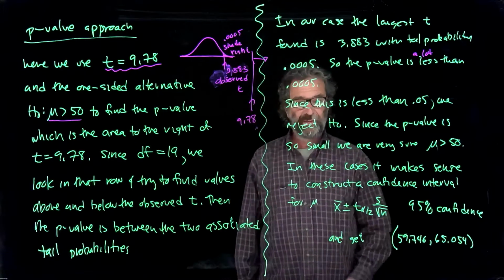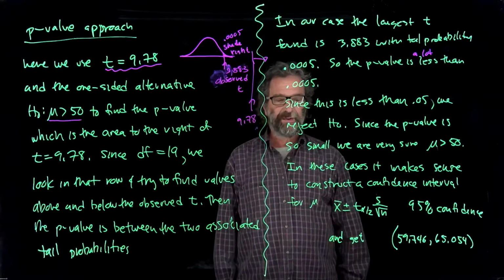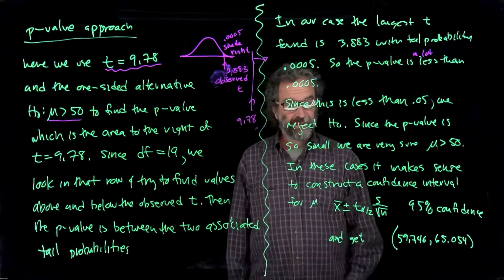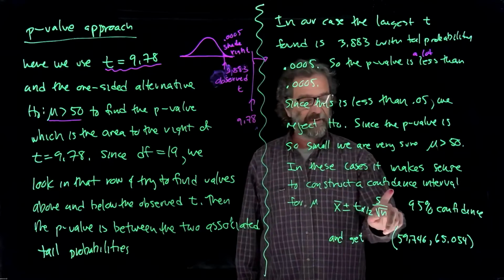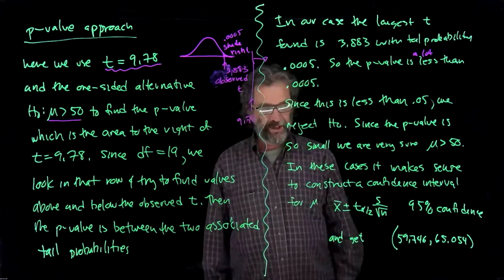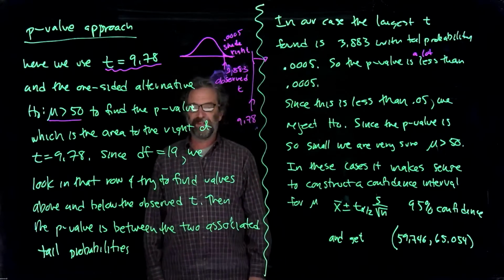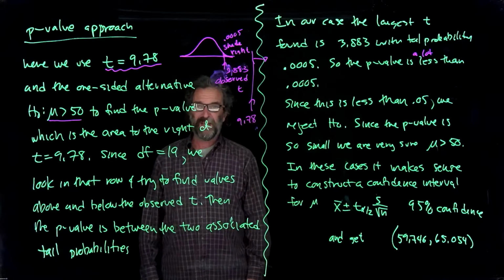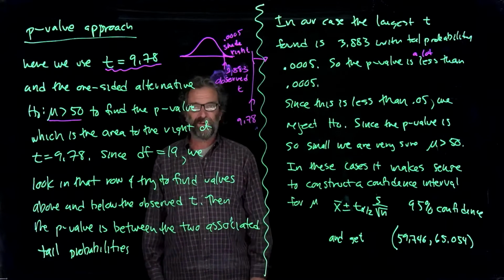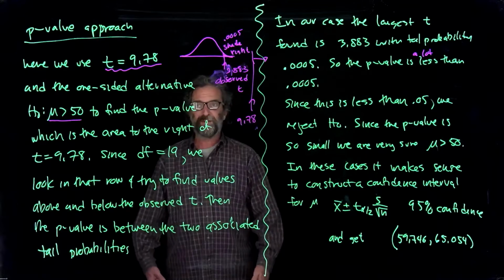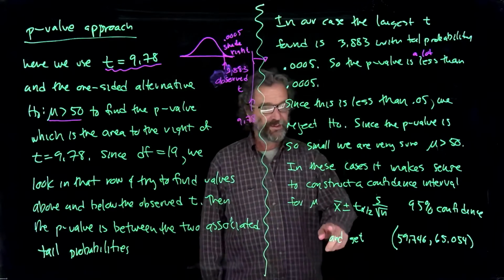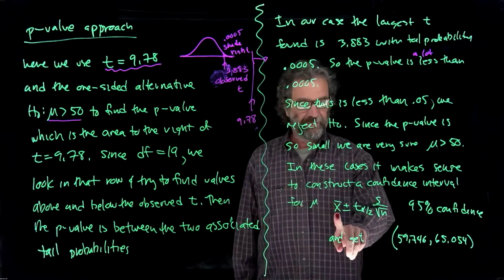However, we would like to know, well, if we're so sure it's bigger than 50, about how big do you think it is? So in these cases, it makes sense to construct a confidence interval for mu. Because that'll tell you, well, we're sure it's bigger than 50, but is it like 50.5? Is it 80? What do you think it really is? In what range is it falling? It's clearly bigger than 50, but how much bigger? So here's the confidence interval formula for using t.